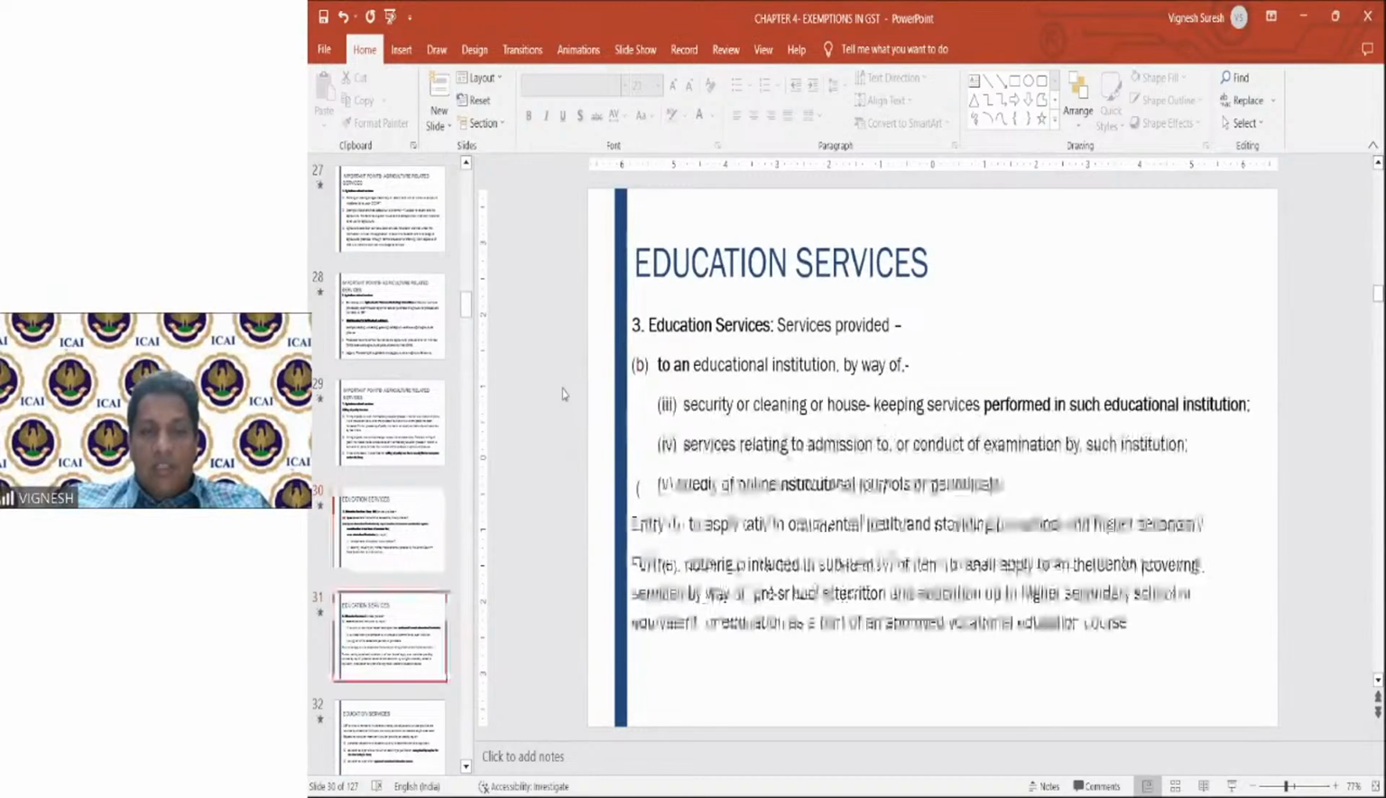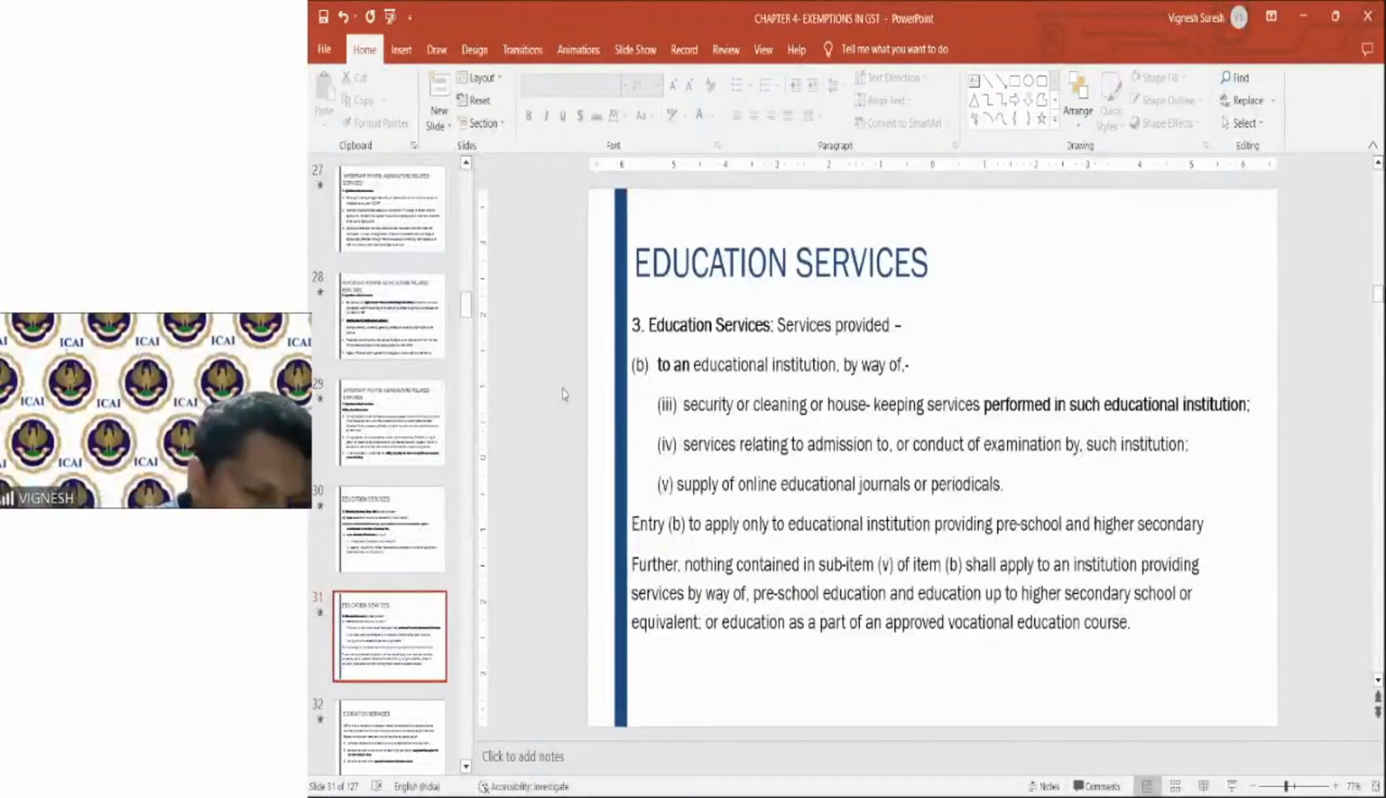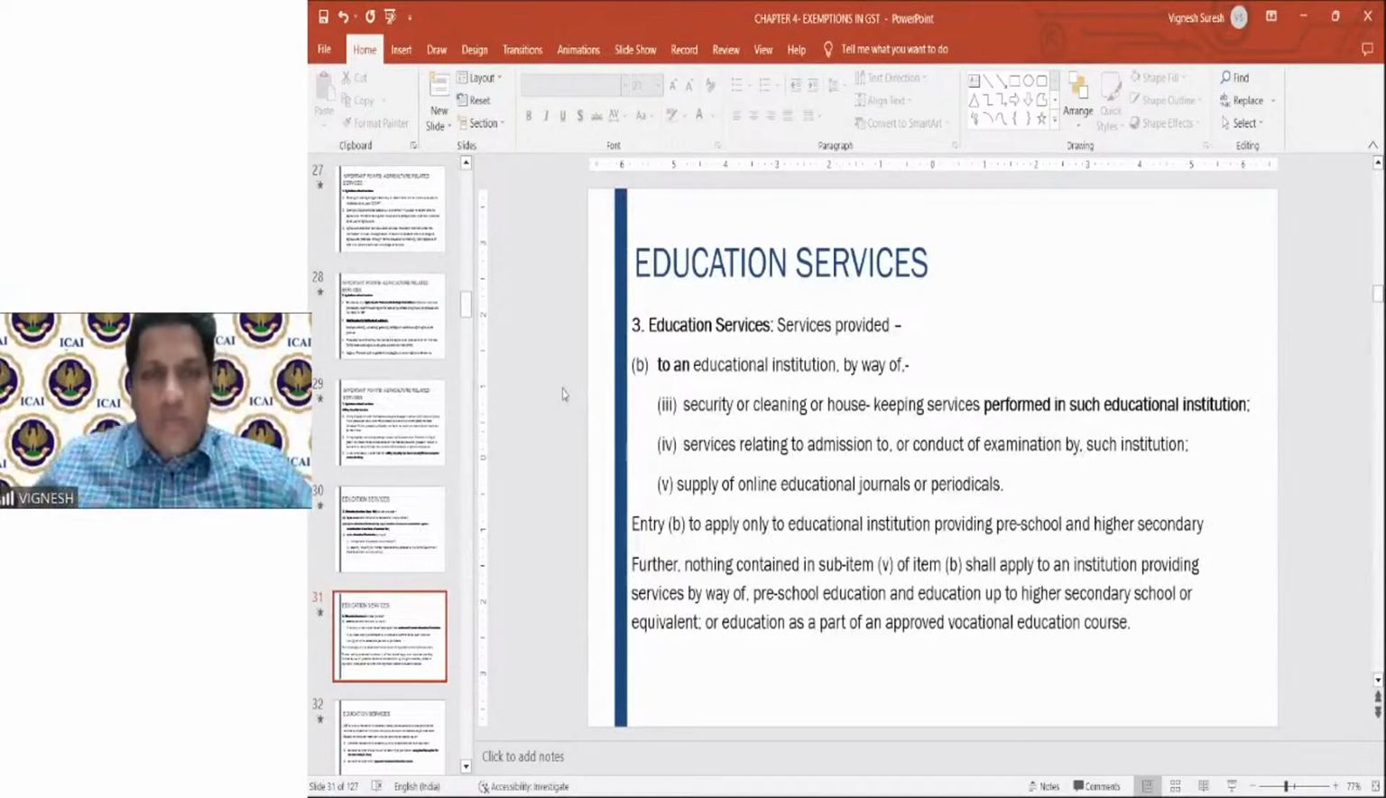Now, an important point here is that entry B, what we have seen, this 1, 2, 3, 4, is applicable only to the education institution providing the preschool as well as the higher secondary education. That means preschool till 1st to 12th class is only covered here. So I hope this is clear. These particular 1, 2, 3, 4, 5 will be applicable to preschool and higher secondary.